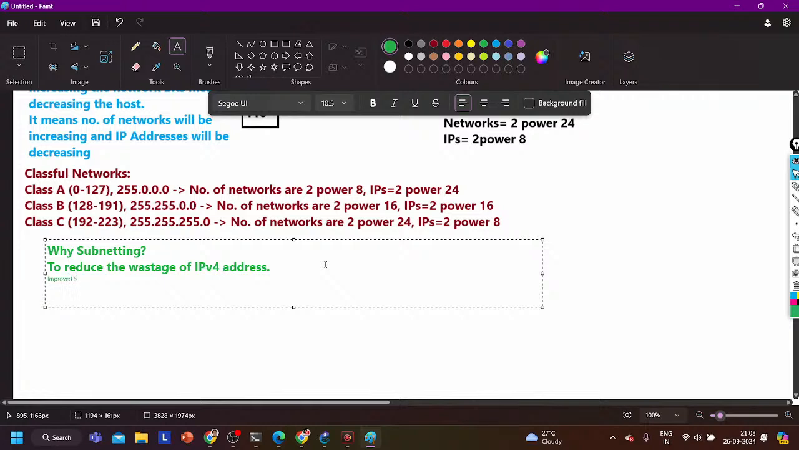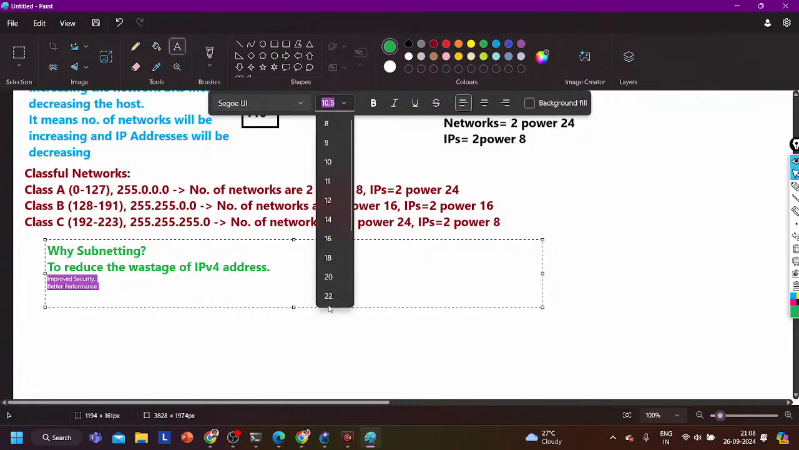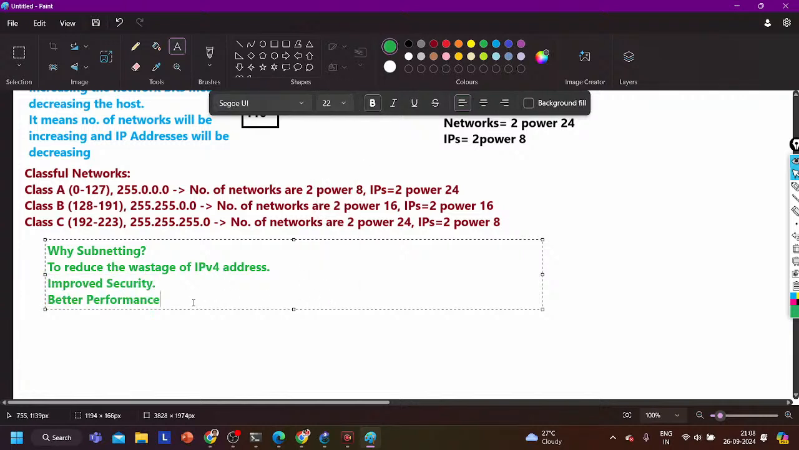improved security, better performance. Is it visible now? It will be easier for troubleshooting.